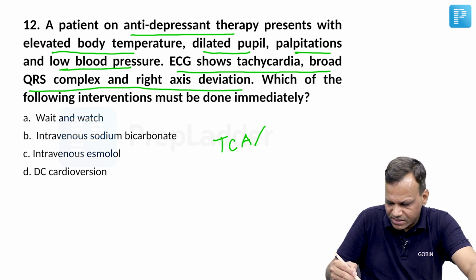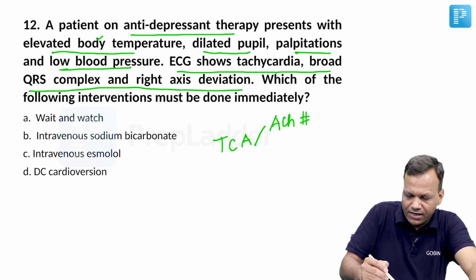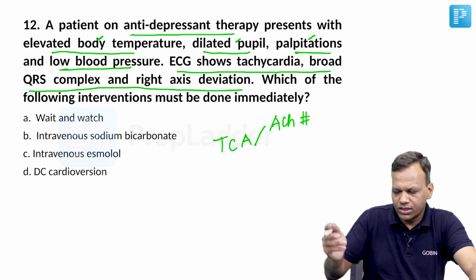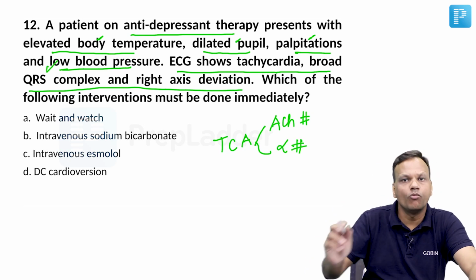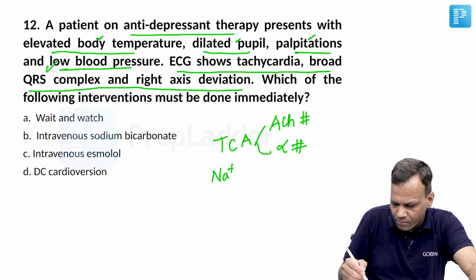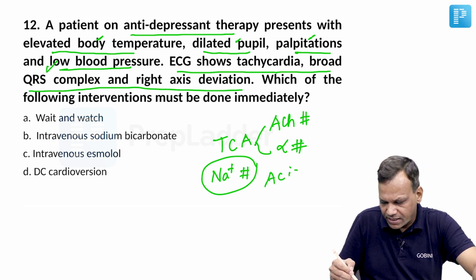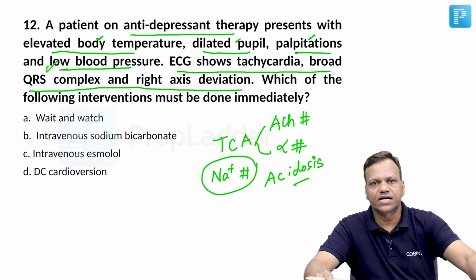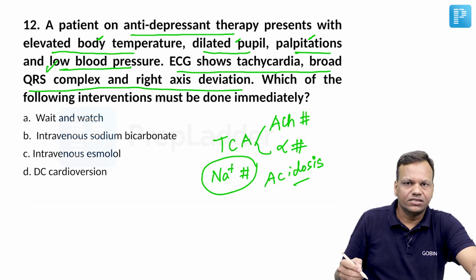Remember, tricyclic antidepressants have very strong anticholinergic properties, and these anticholinergic properties can result in elevation of body temperature, mydriasis, tachycardia. So all these are features of anticholinergic. Then they have alpha blocking property that can cause hypotension, low BP in this case. Then these drugs can cause arrhythmias because they are sodium channel blockers. They can result in arrhythmias, and the most dangerous thing, they can result in acidosis. So all these features are seen in TCA poisoning.